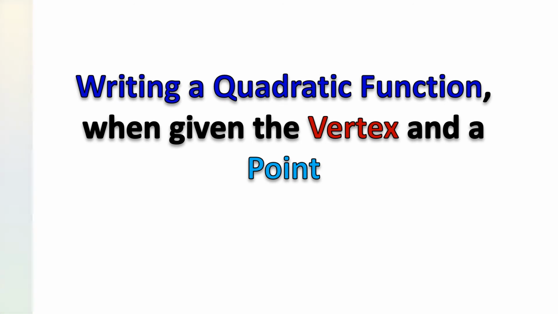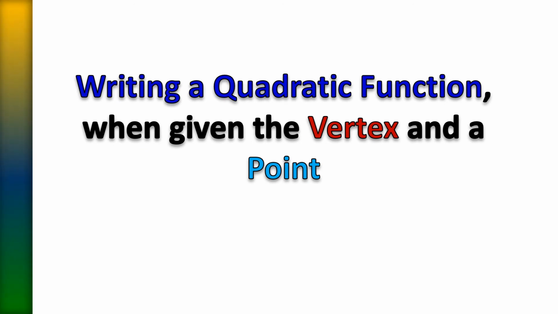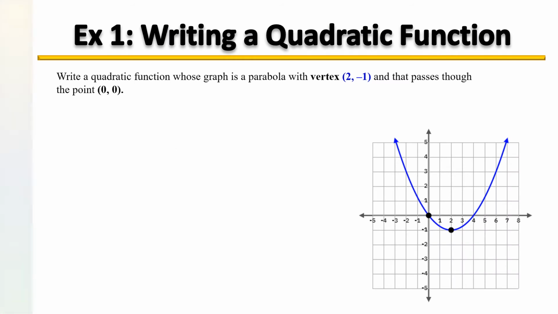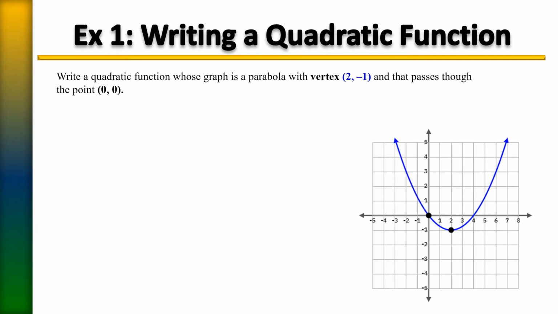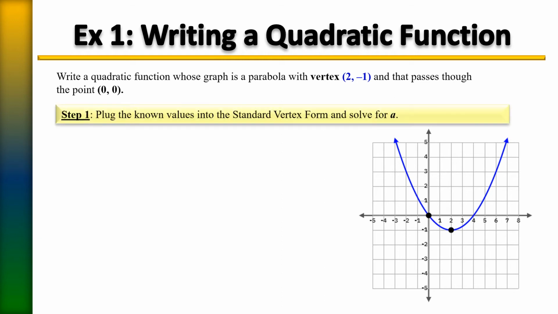The next thing we're going to do is write quadratic functions when we're given the vertex and a point. So on the graph, the only thing that we're going to be given is just the vertex and one other point on that parabola, and asked to write an equation for that particular parabola. So here we're given the vertex at (2, negative 1), and another point on the graph is (0, 0). So to write that equation, you're going to use the vertex form to plug your values in.